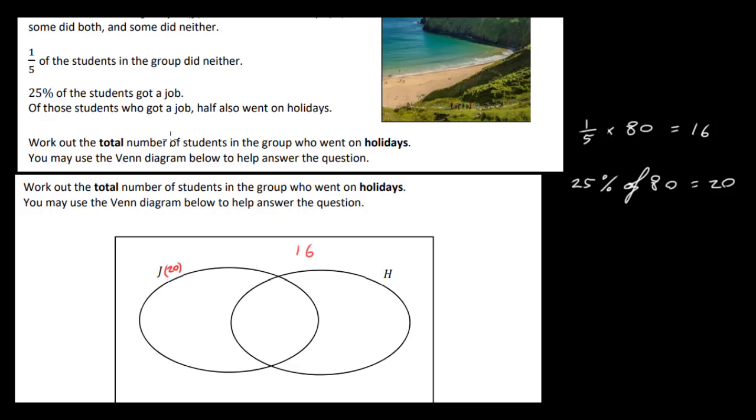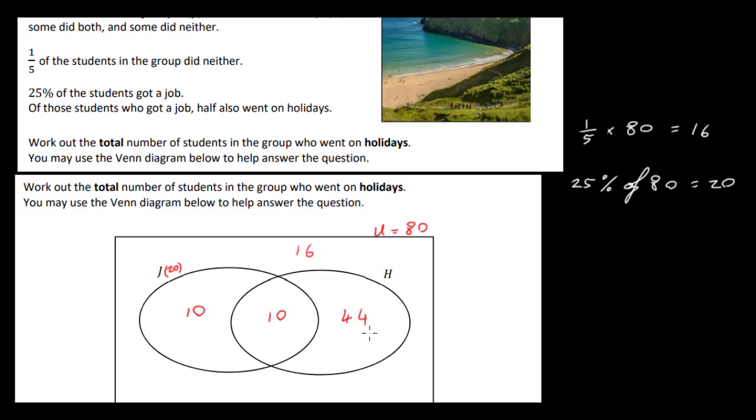Of those who got a job, half went on holidays. So half of this 20 went on holidays. So that's 10 in there, so the other 10 must be here. So that's perfect. Now remember, in this type of Venn diagram we have 4 sections. We filled out 3 of them, so we'd be able to work out this part here because we know that there was a total of 80 students. So if you take 10 plus 10 plus 16, subtract from 80, you'll get 44.